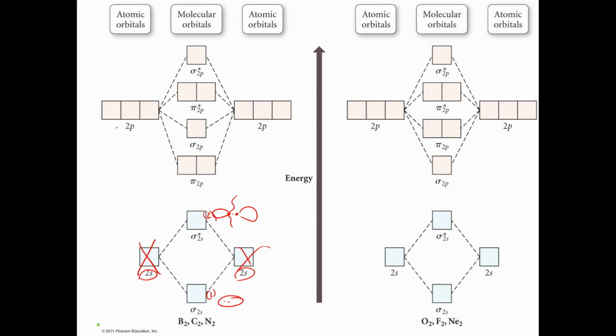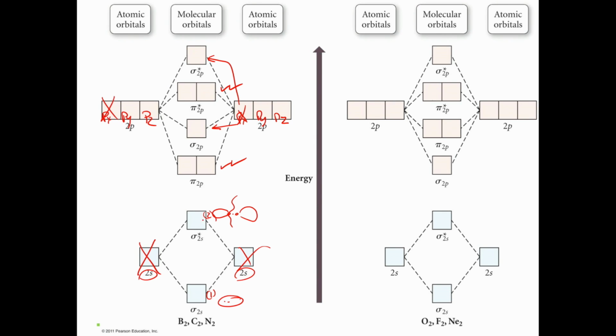Then we've got our two P's, okay? We've got our PX, our PY, and our PZ. When the PX's interact, they give us the sigma 2P and the sigma star 2P, and the atomic orbitals no longer exist. When the PYs and the PZs interact, they're forming the pi's. Now see these two orbitals down there and these two orbitals up here? Four went in, four came out.